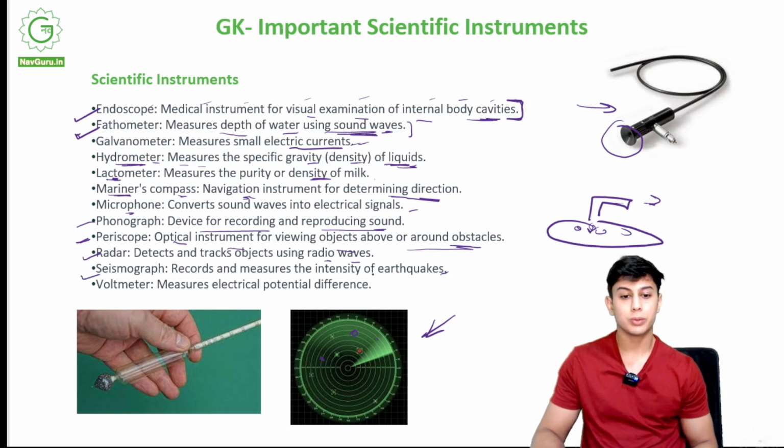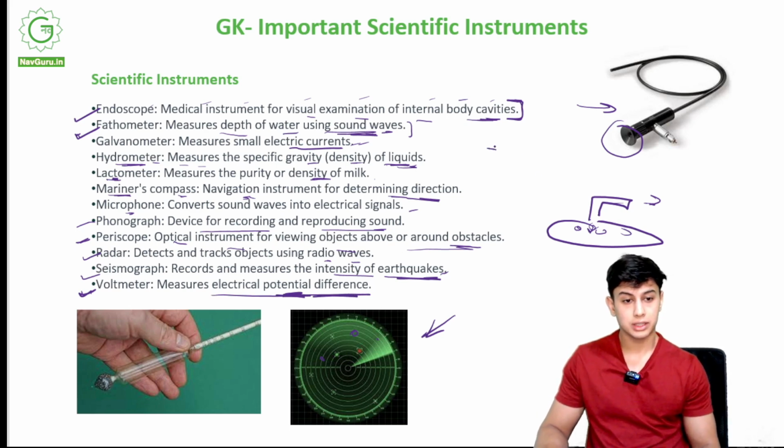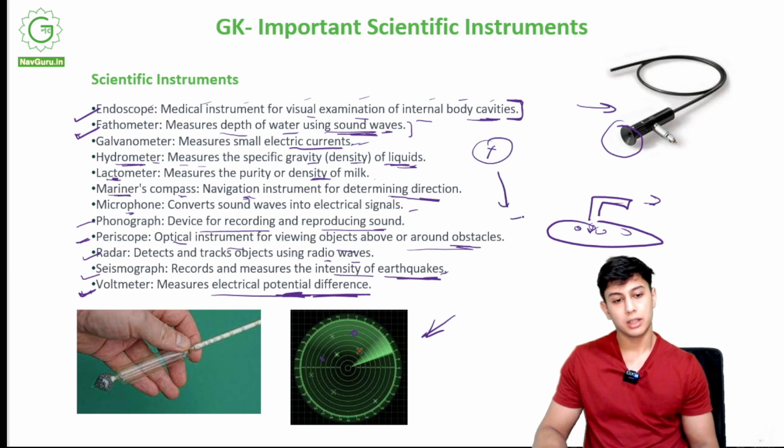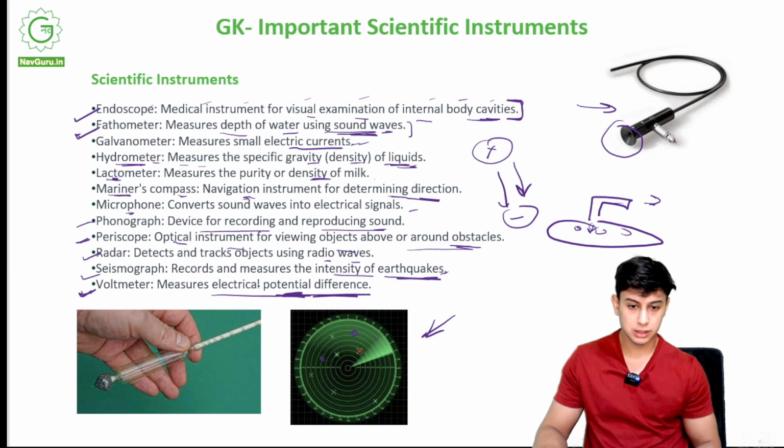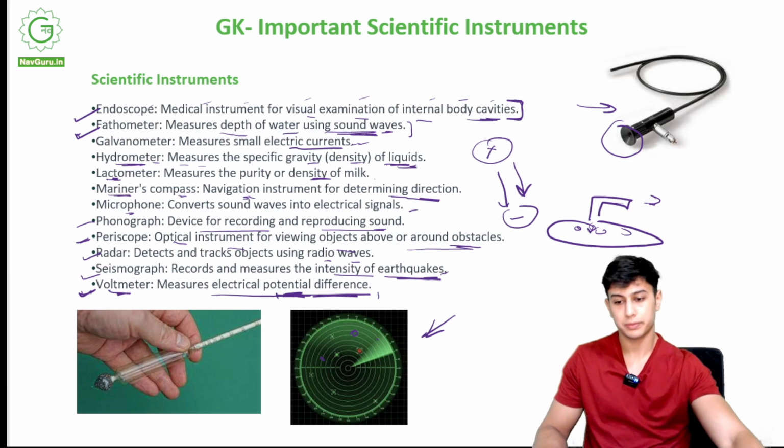Seismograph, it is used when there is an intensity of earthquakes. There are highly intense earthquakes. Voltmeter, now what is a voltmeter? Measures the electrical potential difference. It measures the electrical potential difference, right? Like if there is a high pressure, high electrical charge over here and a low charge over here, they would flow like this. The electrons would flow like this. This is an electrical potential difference. This is measured by the voltmeter.